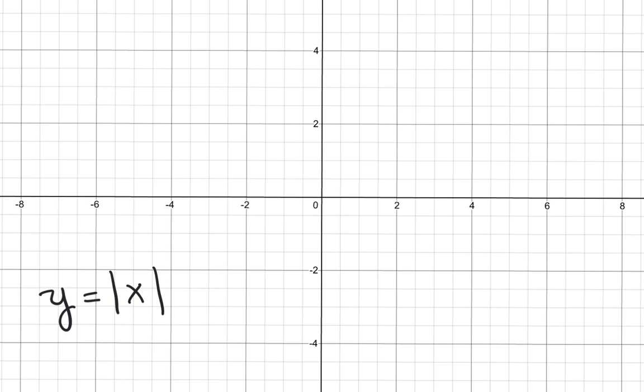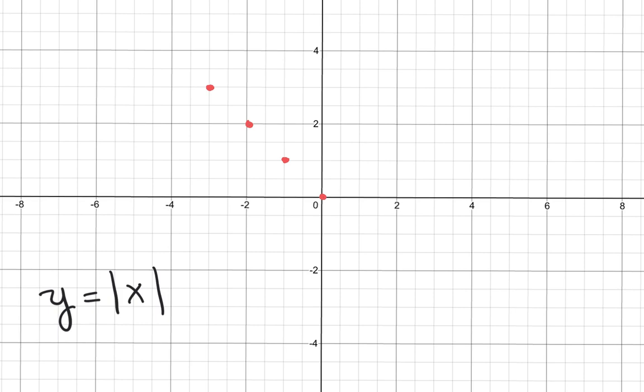If I were to take those values from the previous screen and plot them on the coordinate plane, let's see what this looks like. We said the absolute value of -3 is 3. The absolute value of -2 is 2. The absolute value of -1 is 1. This almost looks like a linear function, right? It continues at that same rate of change.